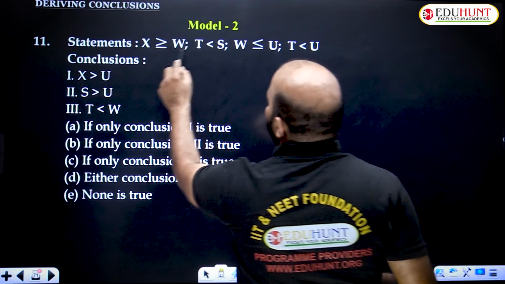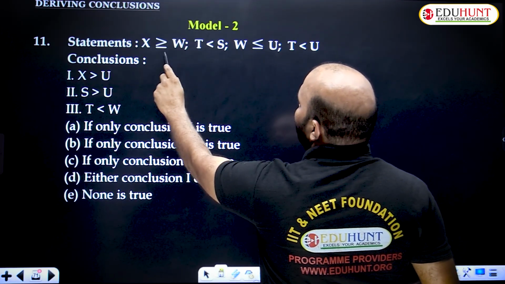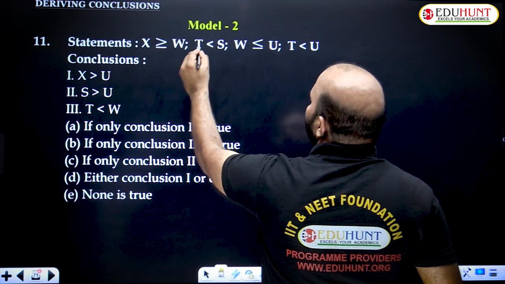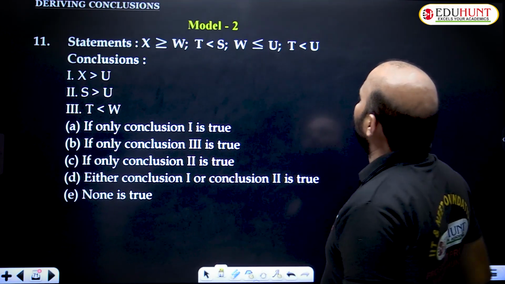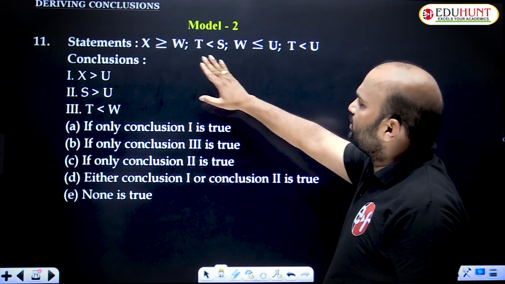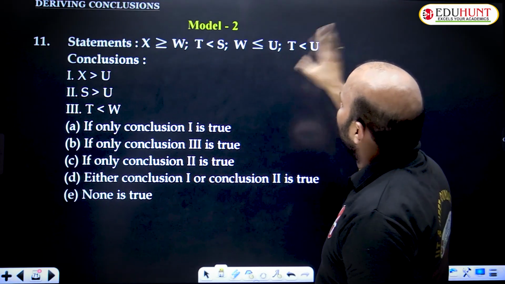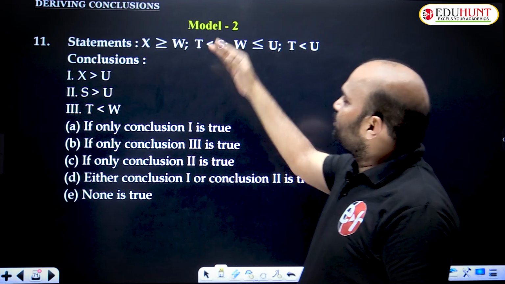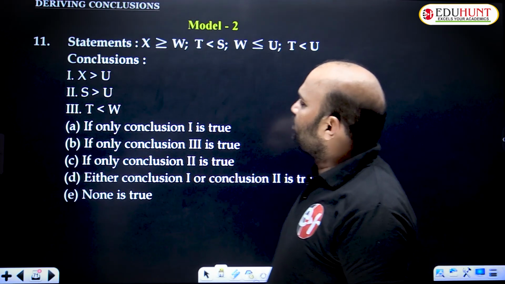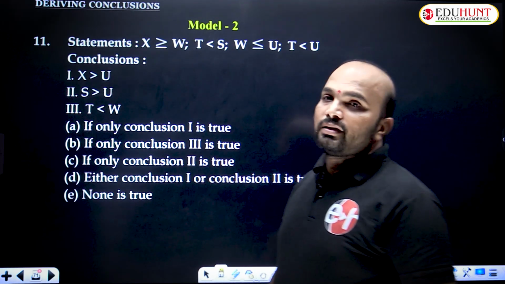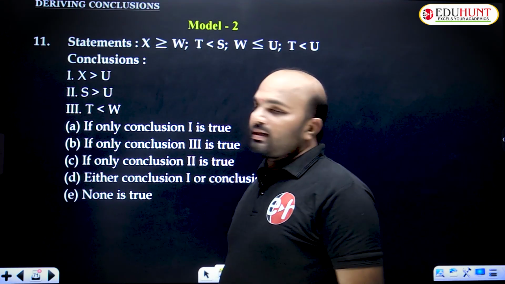The statements given with semicolons are: X is greater than or equal to W; T is less than S; W is less than or equal to U; T is less than U. So how many statements are given in total? 1, 2, 3, 4. 4 statements are given, and based on these 4 statements, 3 conclusions are asked. The first conclusion is X is greater than U. The second one, S is greater than U. The third one, T is less than W.